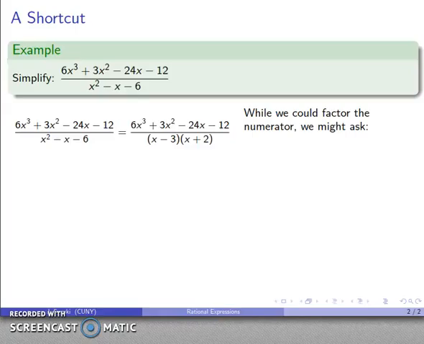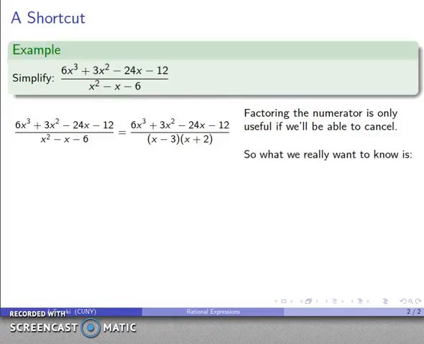So here's an important question to ask. We could factor the numerator. Why? And the reason is that factoring is only going to be useful if we're going to be able to cancel a factor from the numerator with a factor in the denominator. And, well, there's only two factors in the denominator, which means that if I factor the numerator and I don't get at least one of these, all that effort in factoring the numerator is wasted. I can't do anything useful with it.